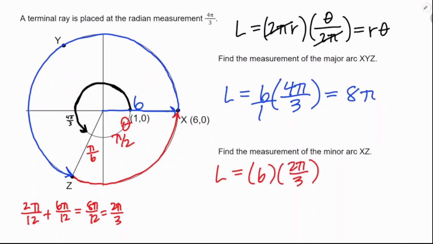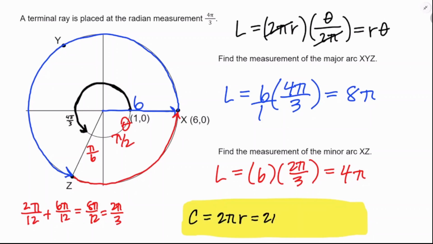Okay, so 6 divided by 3 is again 2, and so I'll have 2 times 2 pi, which is going to be 4 pi. And it would be good to double check. We know that the circumference of this circle is equal to 2 pi times the radius. And the radius is 6, so that's 2 pi times 6, which equals 12 pi, which makes a lot of sense because 8 pi plus the 4 pi adds up to the whole circle, which is 12 pi.